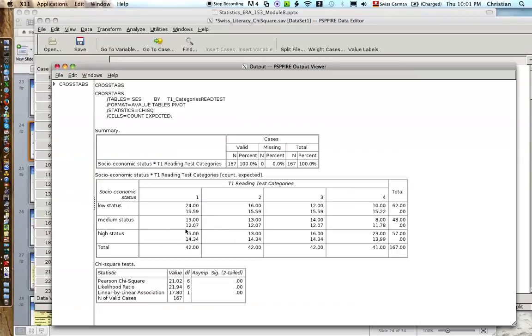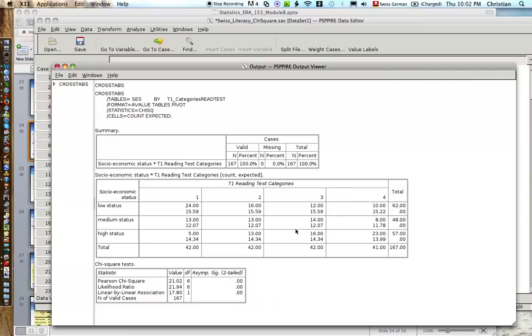For the medium status, we can see that we're expecting about 12 in each category, and we also observe pretty similar amounts. So we observe 13, we expected 12, observe 13, expected 12, observe 14, expected 12, and then we observe 8, but here also we expected a little bit higher. So we can see a tendency that the reading seems to be related somehow to the socioeconomic status.